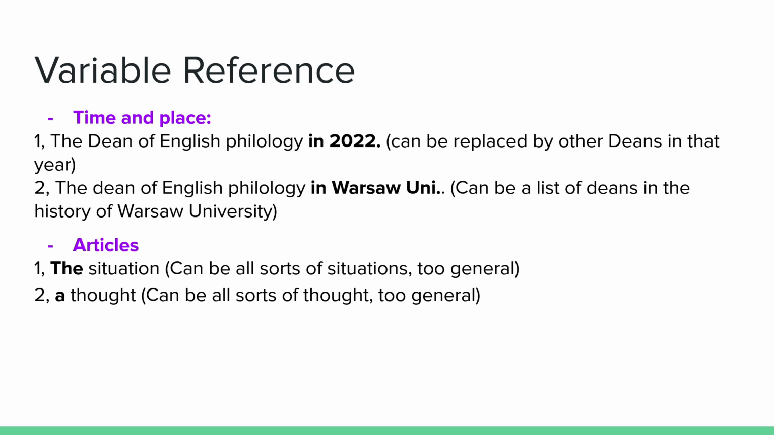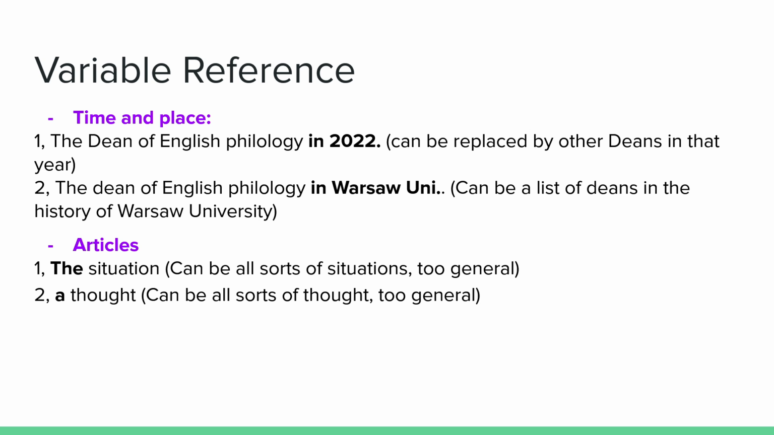The second phrase, "the Dean of English Philology in Warsaw University," has variable reference. In Warsaw University, the position of the Dean of English Philology can have a list of personnel in this position. So the word dean in this situation can refer to different people.